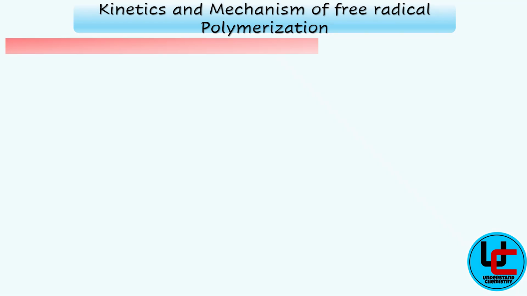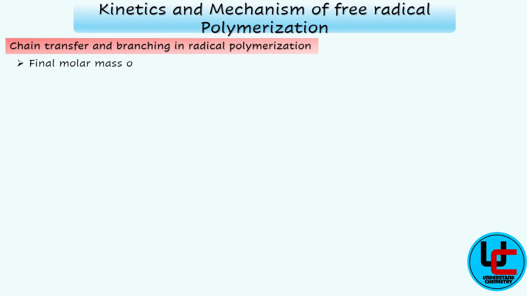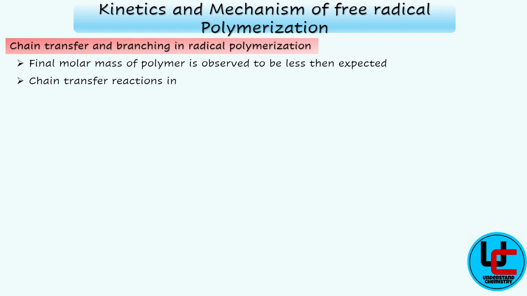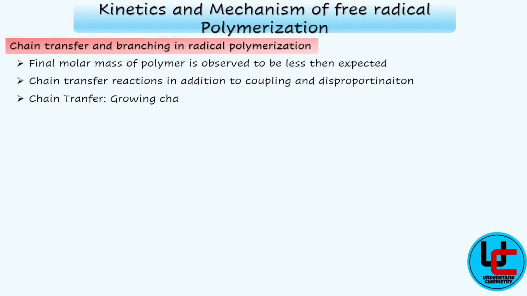Let us discuss another form of termination, chain transfer, which also often leads to branching. In many polymerization systems, the final molar mass of the polymer is observed to be lower than expected based on coupling and disproportionation alone. This is due to the premature termination of the growing polymer chain by the transfer of a hydrogen or another atom to another species, such as monomer, initiator, or solvent.